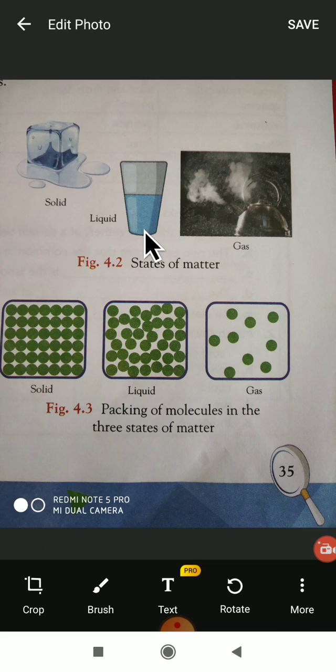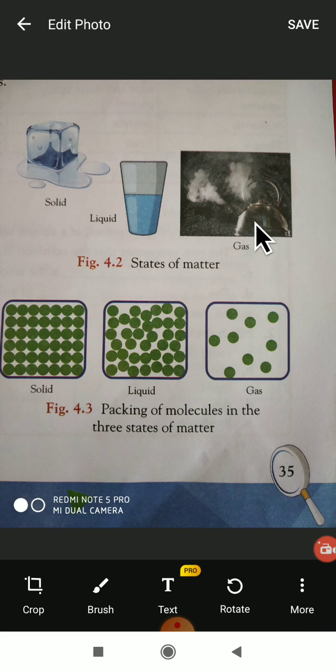Next, the liquid state. They have given one example here of how the molecules are arranged in the liquid state. A liquid has a fixed volume but it does not have a fixed shape. The molecules in a liquid are less tightly packed compared to the solid. This is about the liquid.